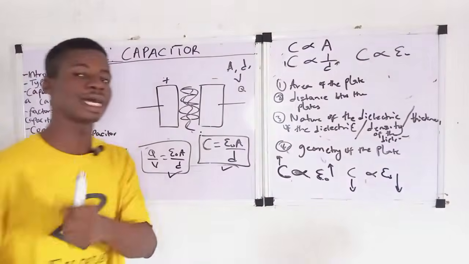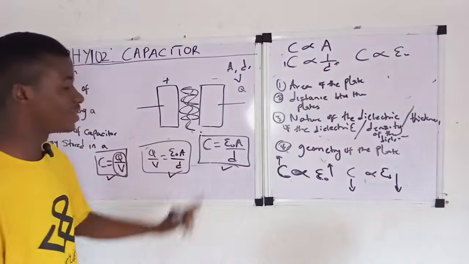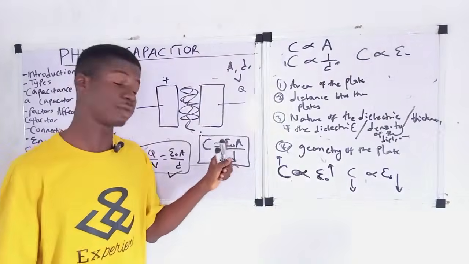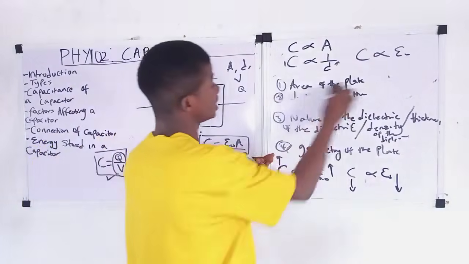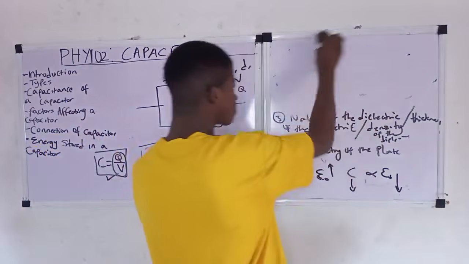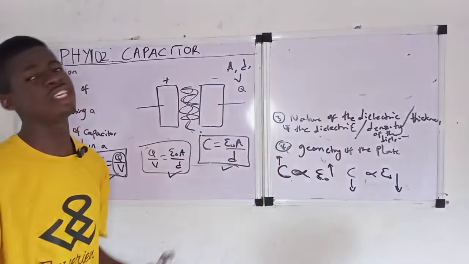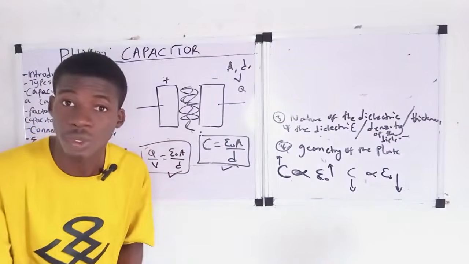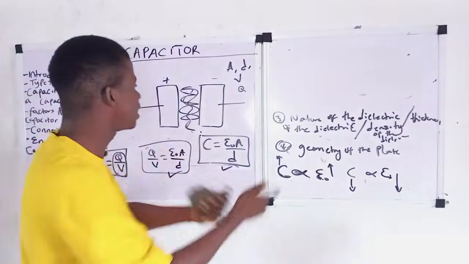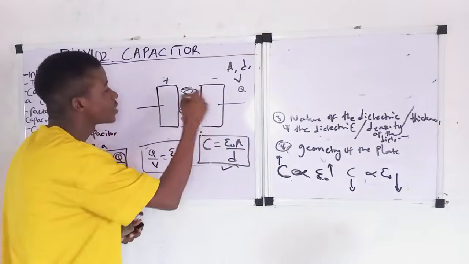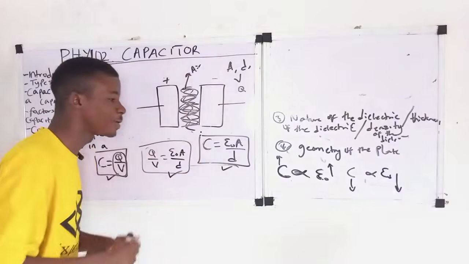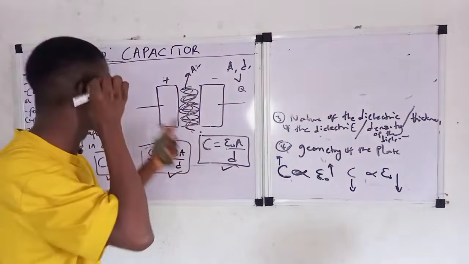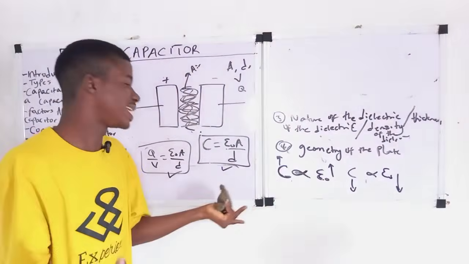Now I want to tell you another important thing regarding this formula. Capacitance is equal to E naught multiplied by area over the distance, right? This formula is used when the dielectric of this particular capacitor is air. When the dielectric in this capacitor is air, the formula we use is E naught A over D.